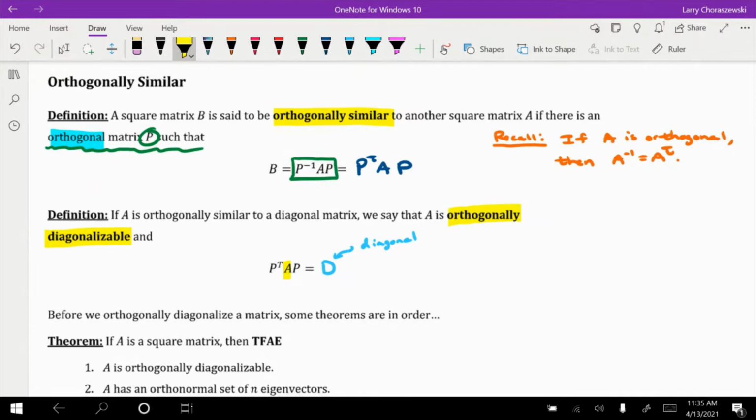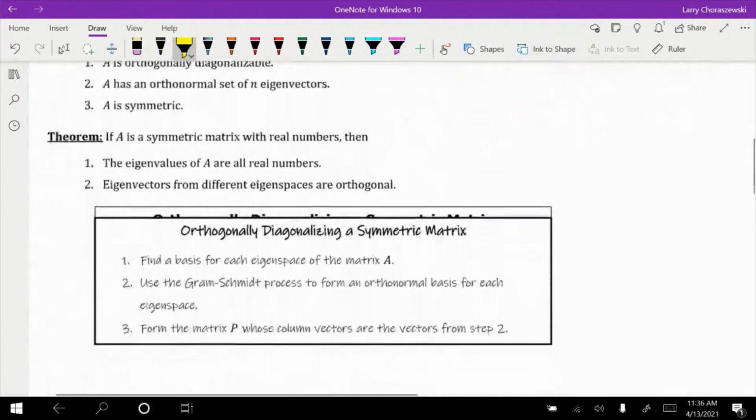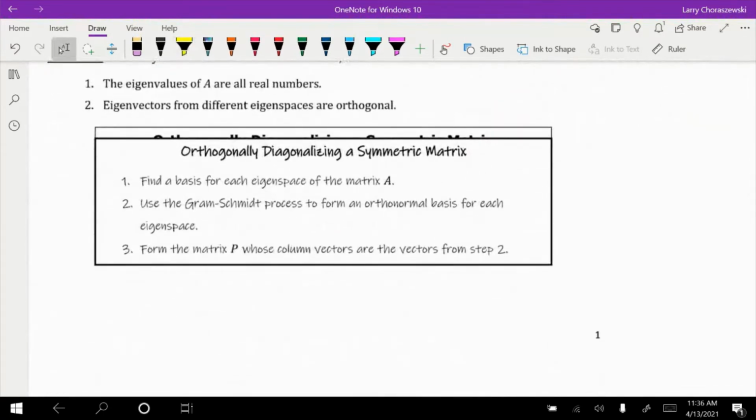Now, I was thinking about this before class. I think what I'd like to do is skip going over the theorems for now, show you how to orthogonally diagonalize a matrix, and then we can revisit the theorems to see the connection between our results and what the theorems are stating. So we'll come back to these theorems and verify them with our example. But before we start that, here's the process that we undergo for orthogonally diagonalizing a symmetric matrix.